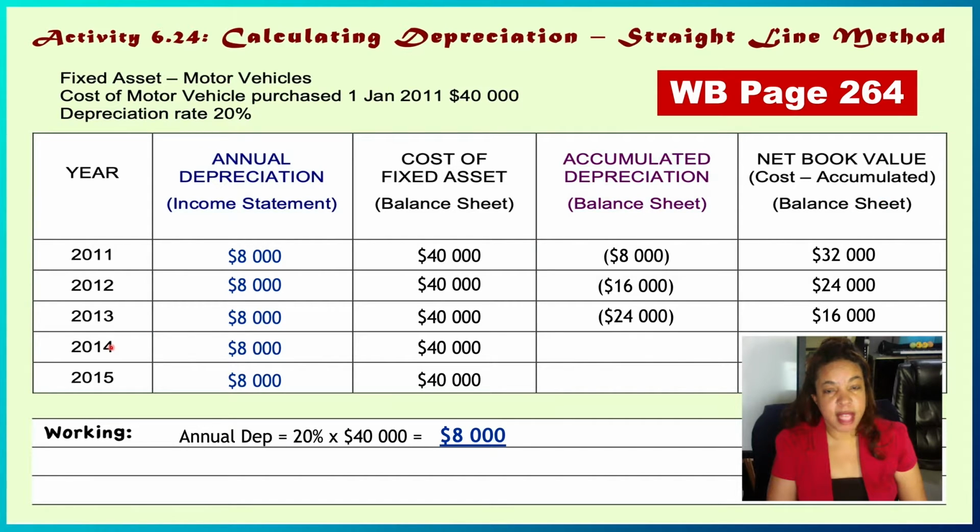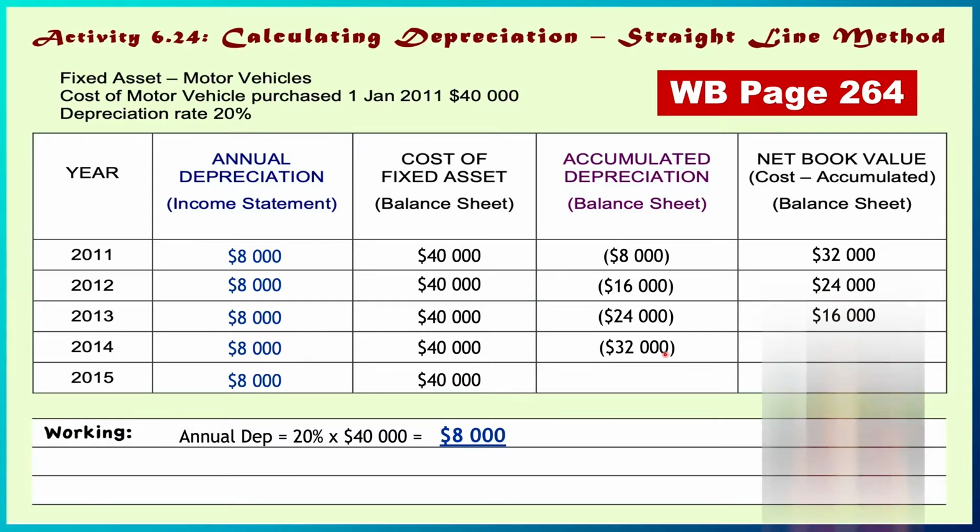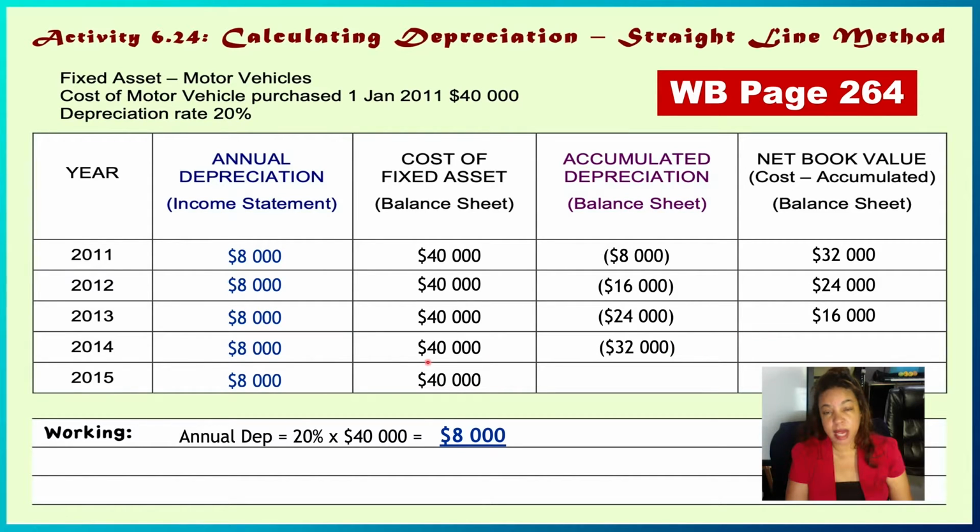Fourth year, annual, 8,000. In total for 4 years, 4 by 8 will be the 32,000, or the 24 add the additional 8,000 for that year, 32,000. Net book value, 40,000 minus the 32,000, which gives you the 8,000. And then 2015, 8,000 annual. This goes in the income statement.